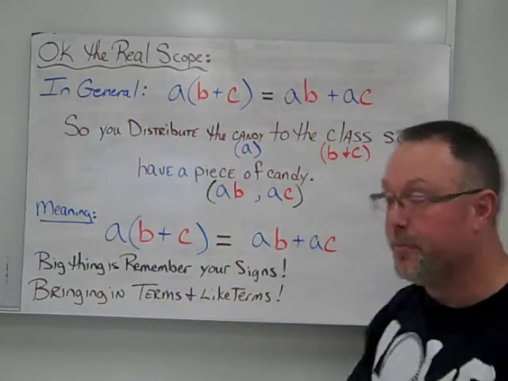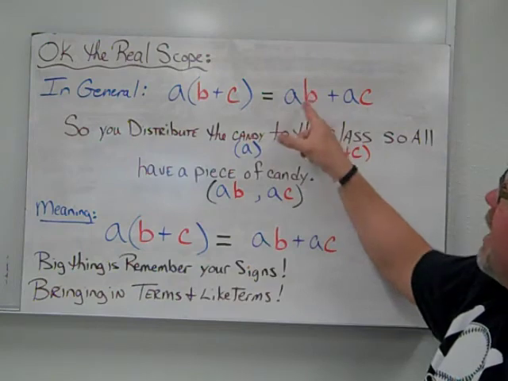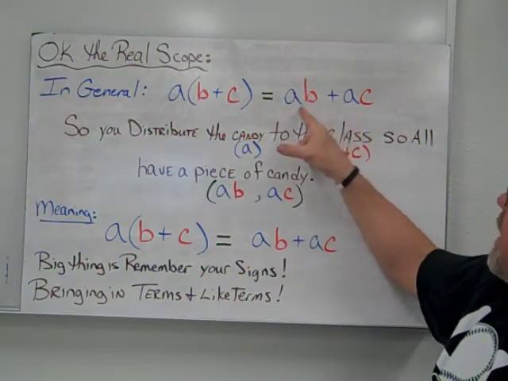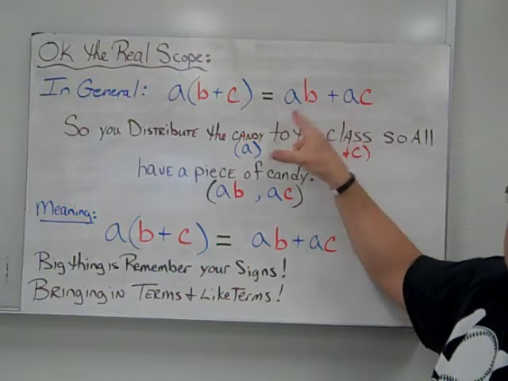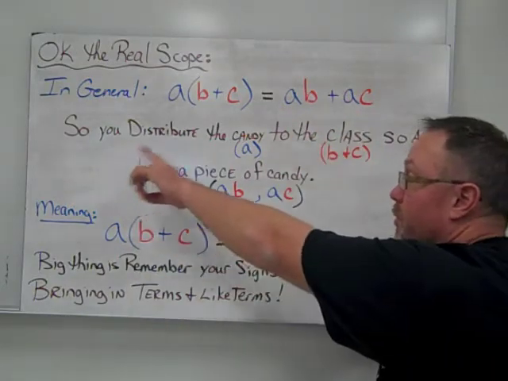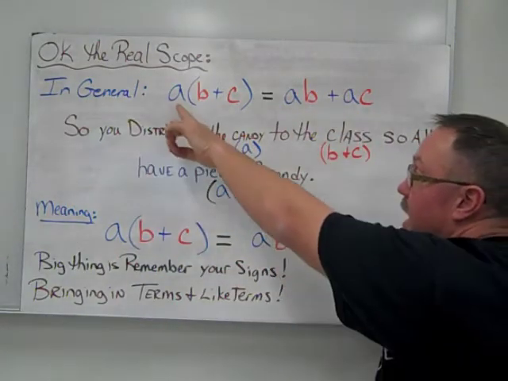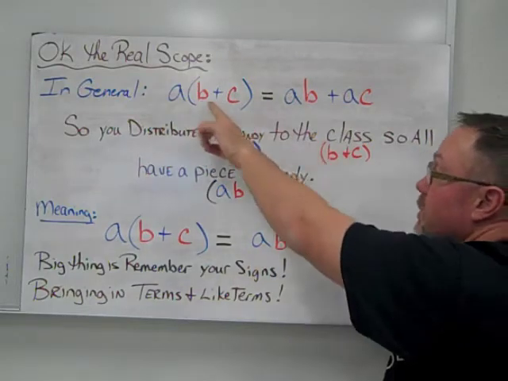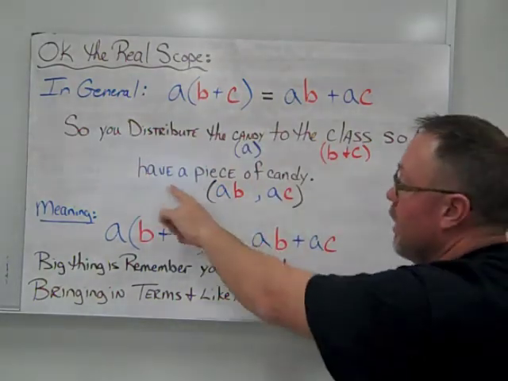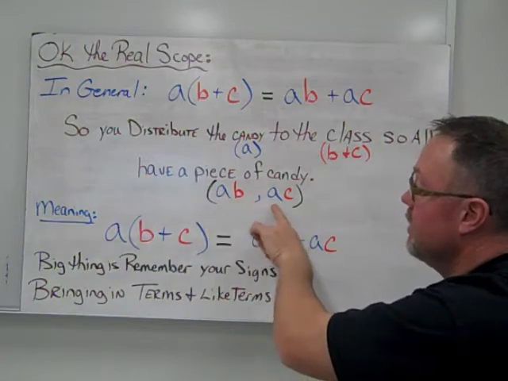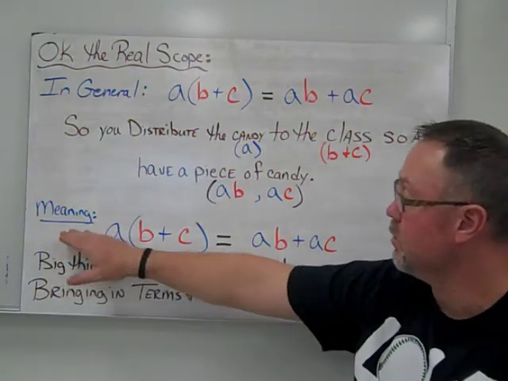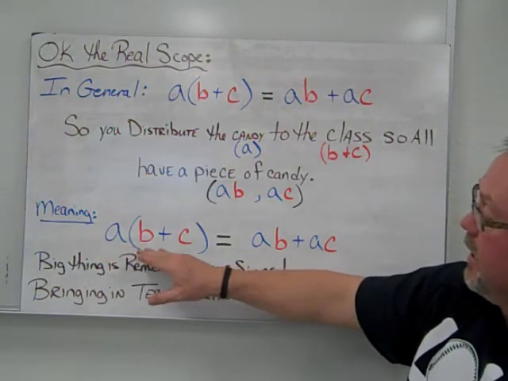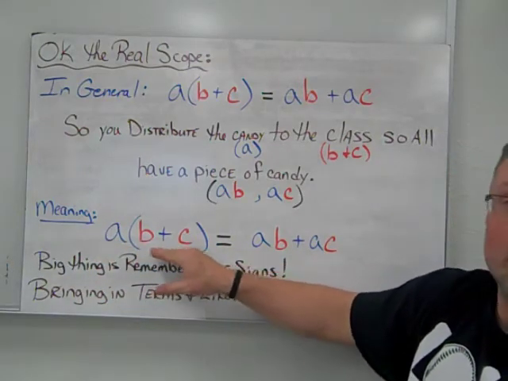piece of candy. Well, on the other side, after I've done that, everybody has an A. Every student has a piece of candy. So, you distribute the candy, which is the A, to the class, which is B and C. So, all have a piece of candy. There you go. So, when you look at this, we're taking this outside and we're bringing it into what's inside.